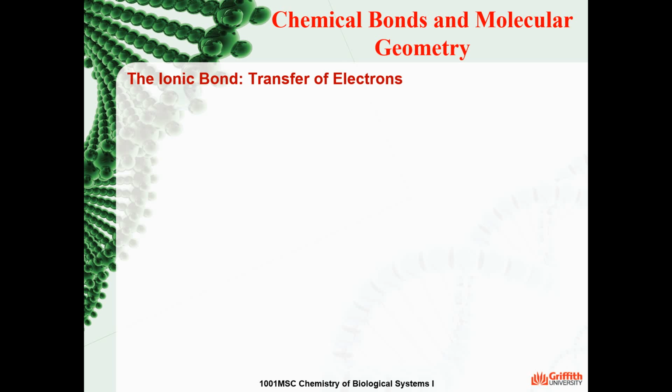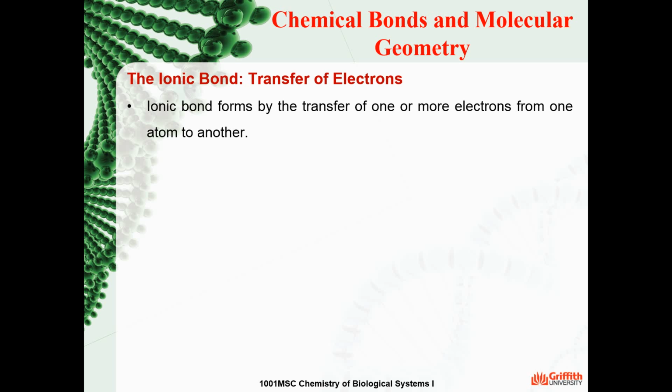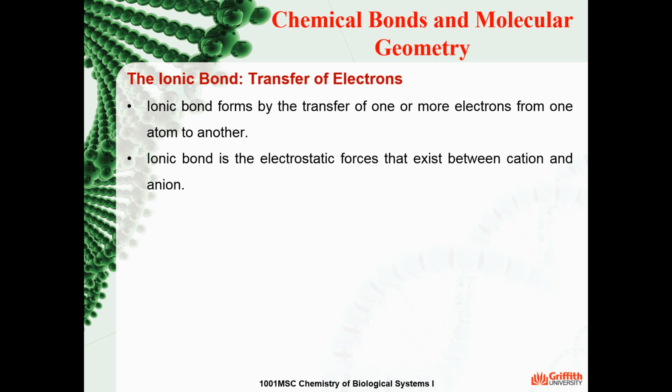Now let's discuss the ionic bond in more detail. In ionic bonds, we have a total transfer of electrons from one element to another. Ionic bonds refer to the electrostatic forces that exist between elements with opposite charges. We will use the example of sodium chloride, an ionic compound that consists of a sodium cation and a chloride anion. The ionic bond forms as a result of electron transfer from the sodium to the chloride.